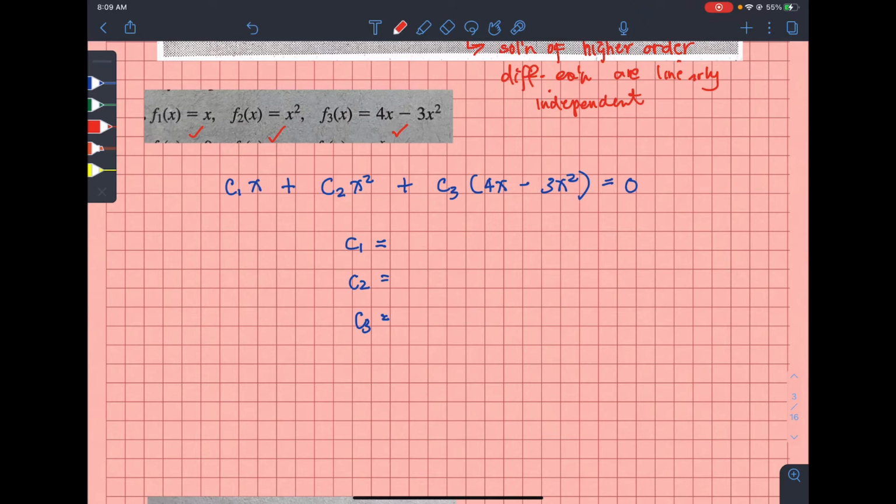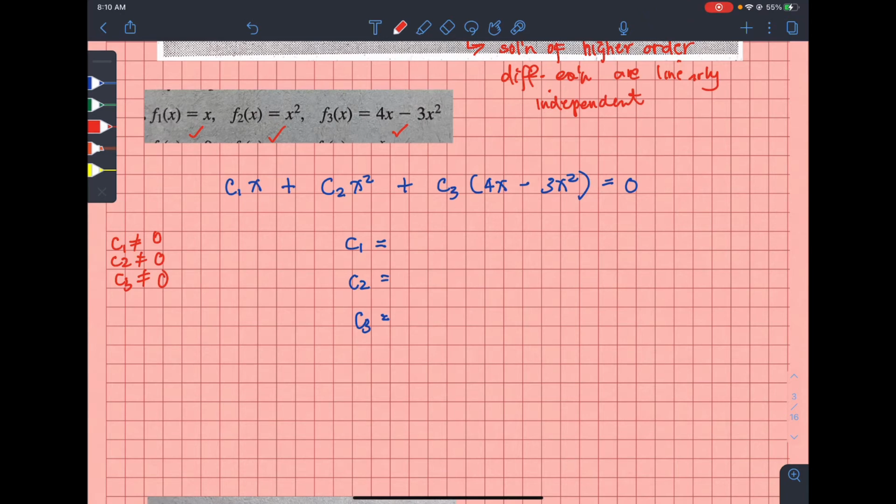To verify that, we just need to think of the values of C1, C2, and C3 that would make the equation equal to 0. But take note that C1, C2, and C3 should not all be equal to 0.